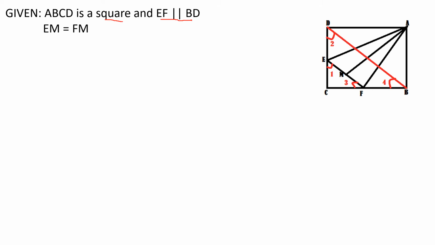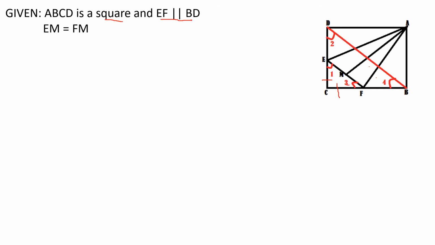Now, in the triangle BCD, angle 2 is equal to angle 4. Why? Because BC is equal to CD. Therefore, angles opposite to equal sides are equal. So, let us name this as equation 2. From 1 and 2, we can say angle 1 is equal to angle 3. If angle 1 is equal to angle 3, then we can say CE is equal to CF.